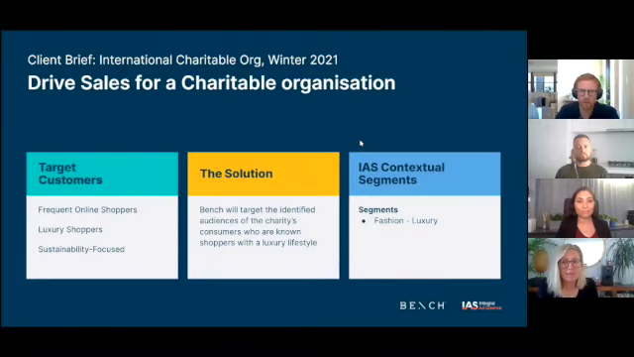Now, next up was a charity. Their business objective here was, interestingly, to drive sales on their website. So we're shifting the needle a little bit from reach and engagement through to direct response when compared to the previous case. Now, again, we used IAS segments as a proxy for audience segmentation. So this time looking at consumers that were frequent shoppers and sustainability focused.